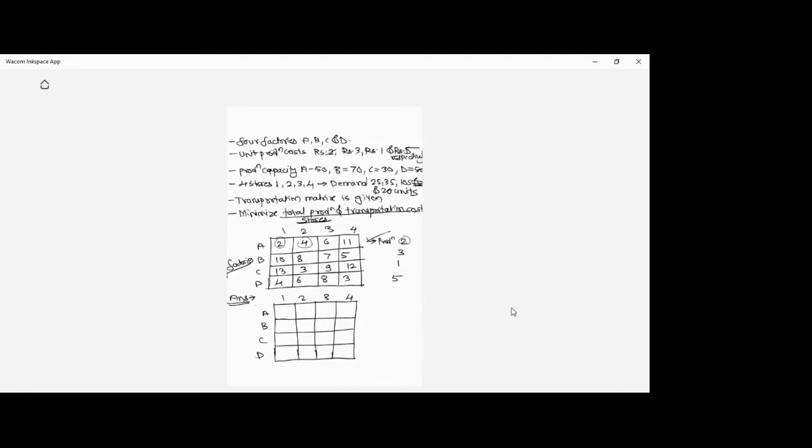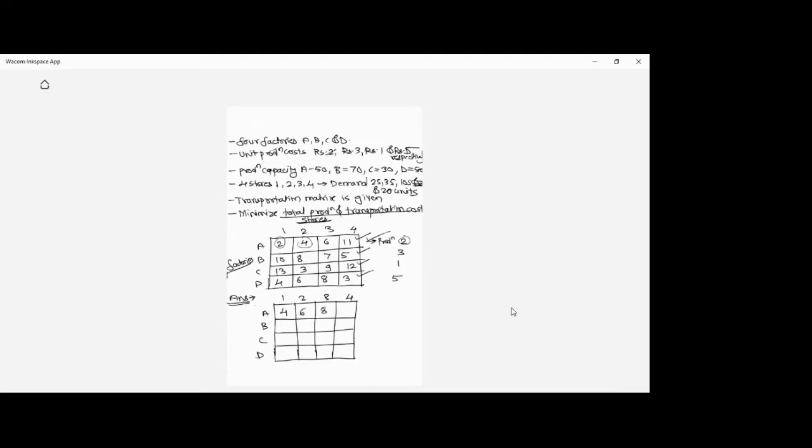So for factory A, the production plus transportation cost will be 2 plus 2, that is equal to 4. So we'll be adding 2 to this row, we are going to add 3 to this row, we are going to add 1 to this row, and we are going to add 5 to this row. So we'll be getting a production plus transportation matrix here. So 4 plus 2 will be equal to 6.